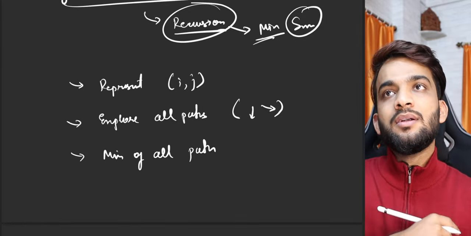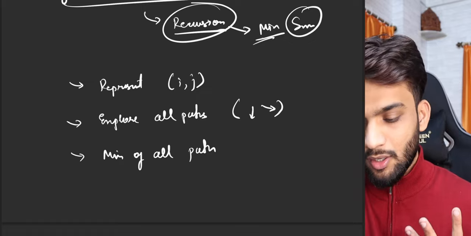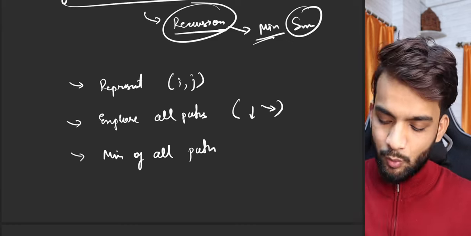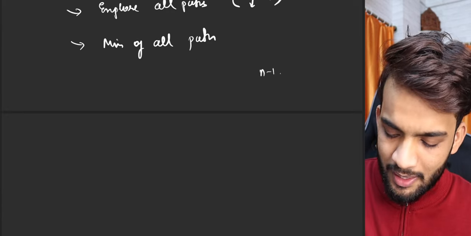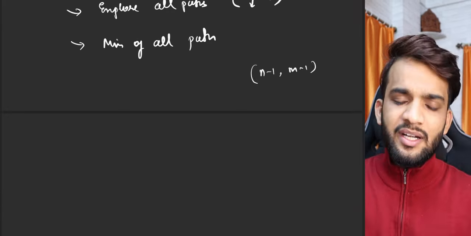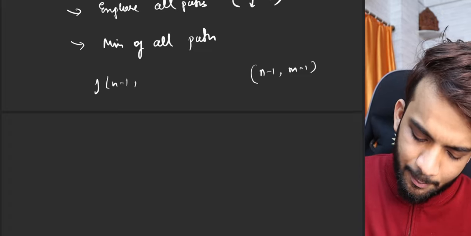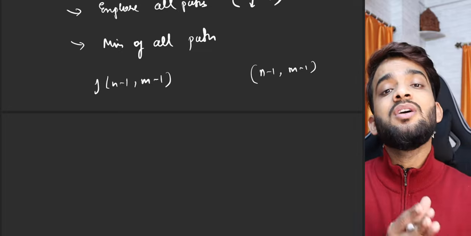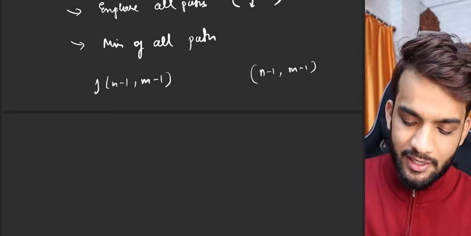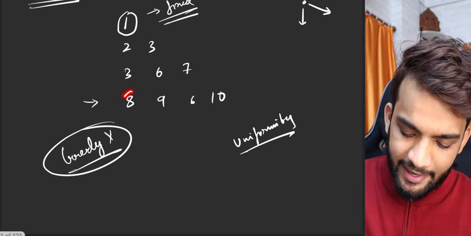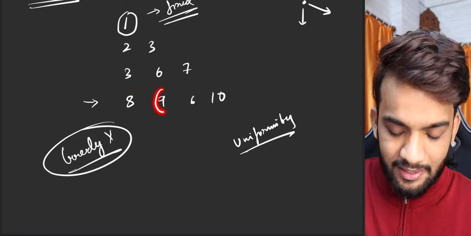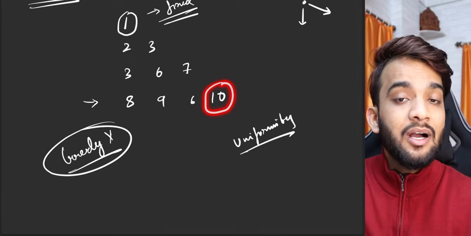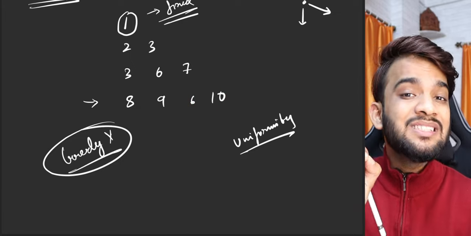You can. But now the question arises. Striver, in all the previous videos, we knew that the ending point was something like n minus 1, m minus 1. So we started from the back, like f of n minus 1, m minus 1, and wrote the recursion. But over here, there is not a fixed ending point. That is very obvious, because we can end here, here, here, or here. So there is no fixed ending point.